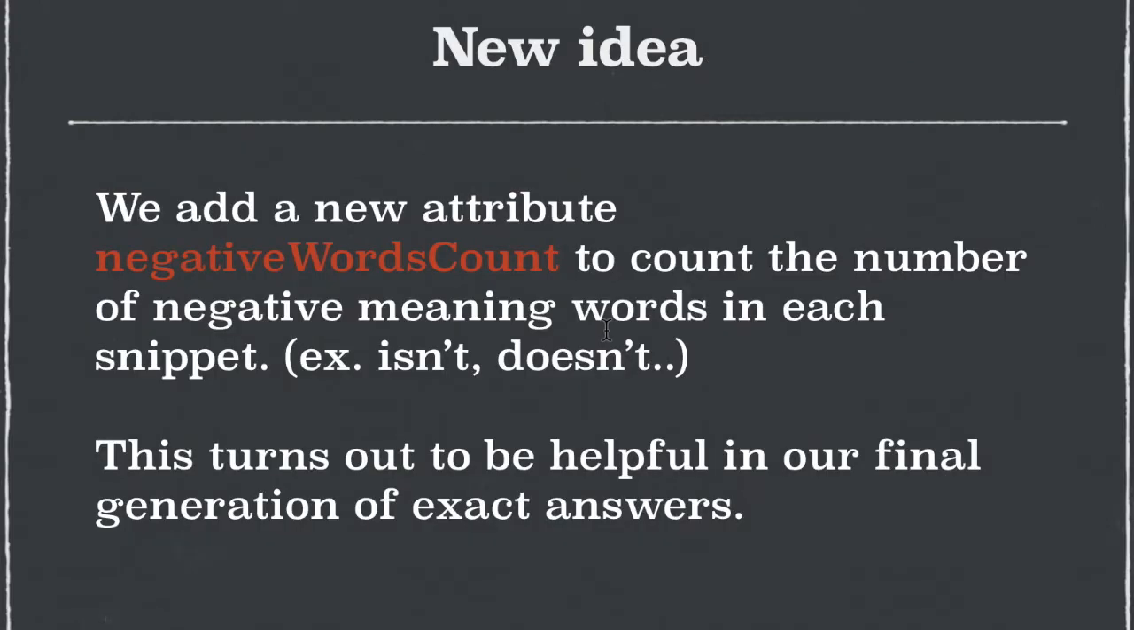We add a new attribute called negative words count to count the number of negative meaning words in each snippet. This turns out to be very helpful in our final generation of exact answers.